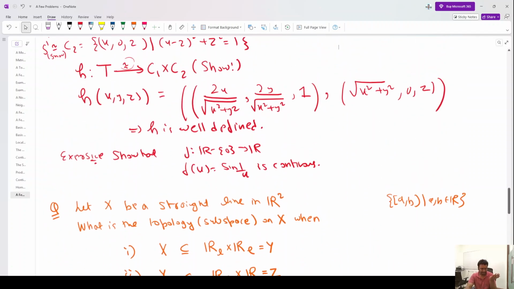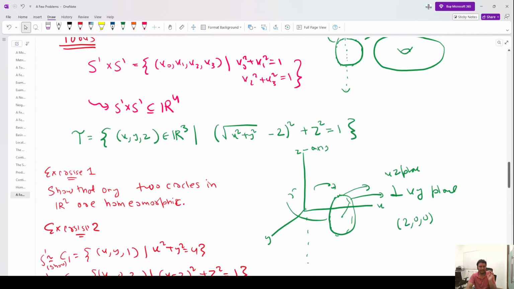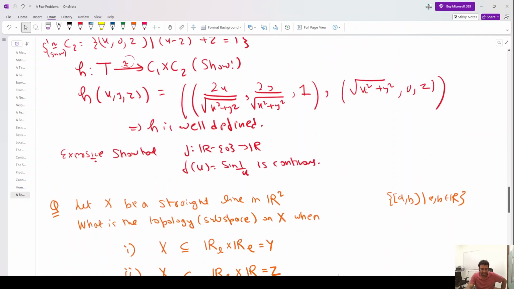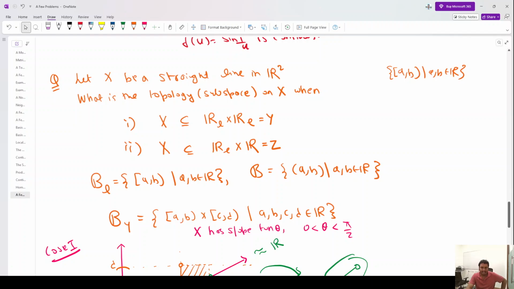So, similarly you can do this. Where is the question, guys? I forgot, sorry. Yeah. So similarly, you can take this as an exercise. Second question.